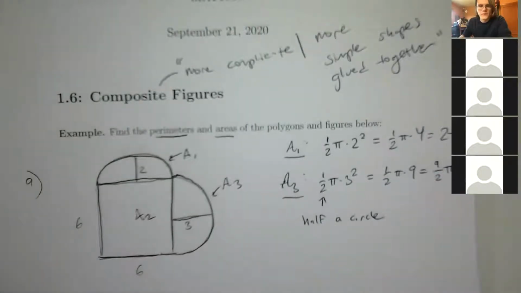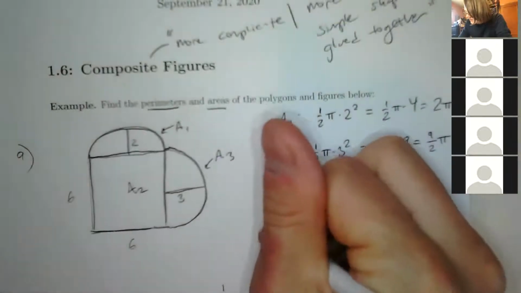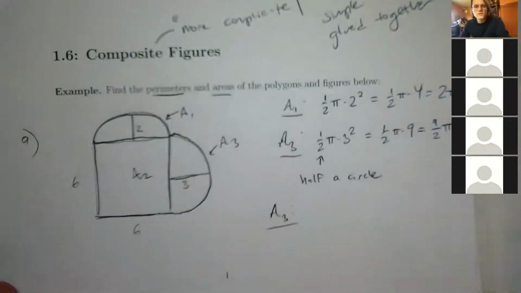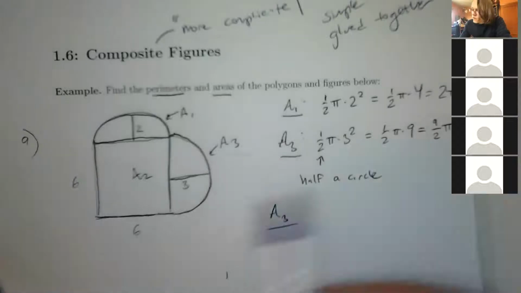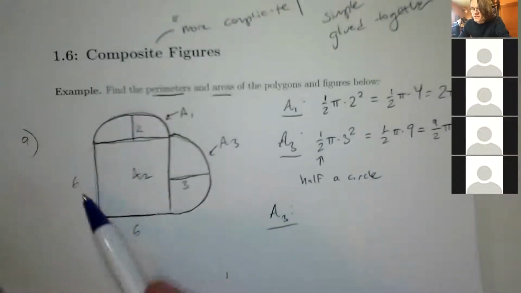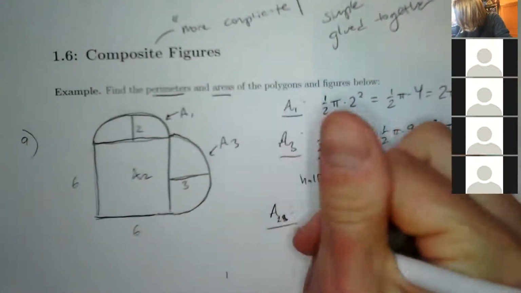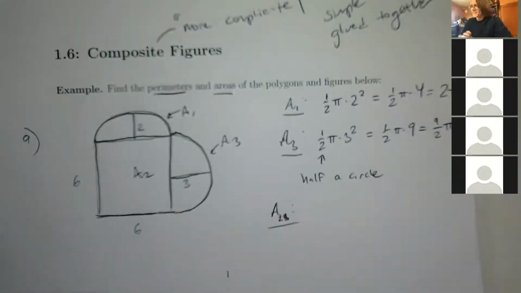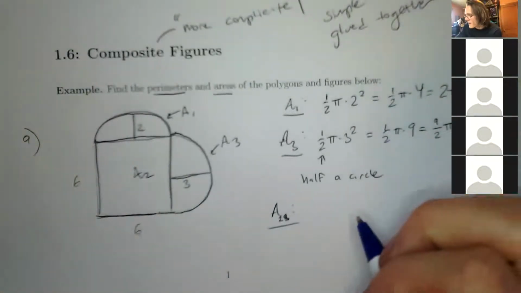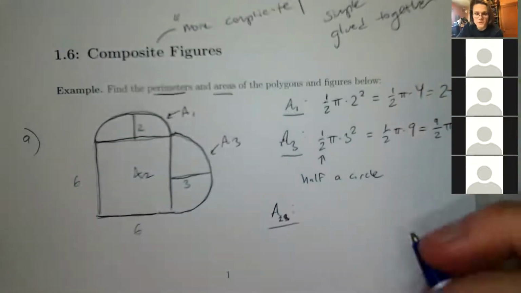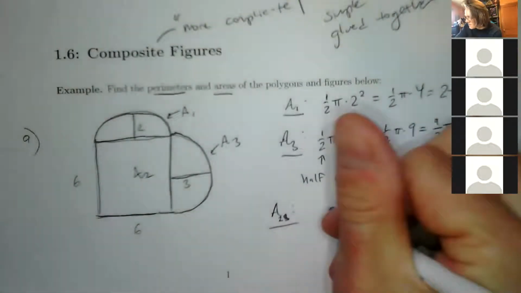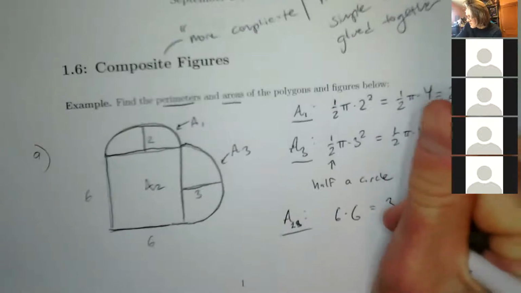Alrighty. A2 is probably the easier of the three areas. You can think of it as a rectangle, or even more, it's a square, because the sides are the same length. So the area is just side times side. You wrote A3. Thank you. A2, not A3. That's what I get for numbering them in a different order. But as I said, it's a square, so it's just side times side, 6 times 6, or 36.